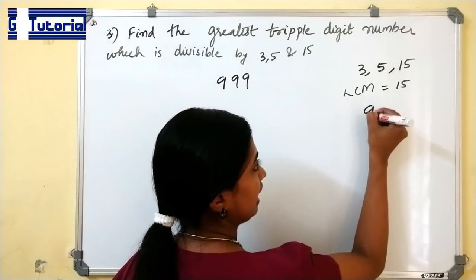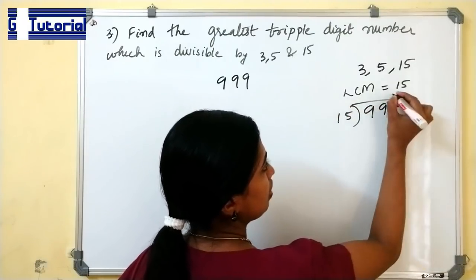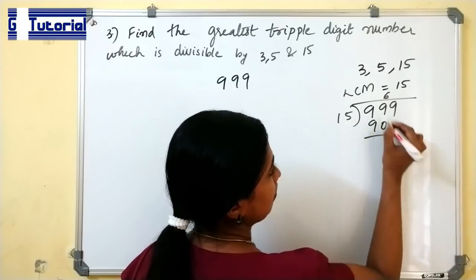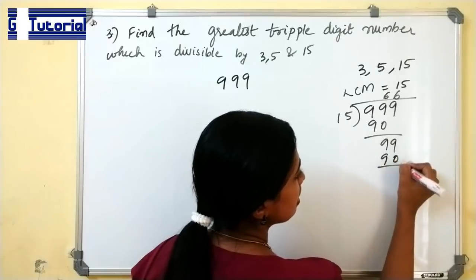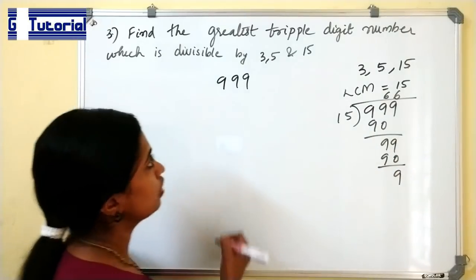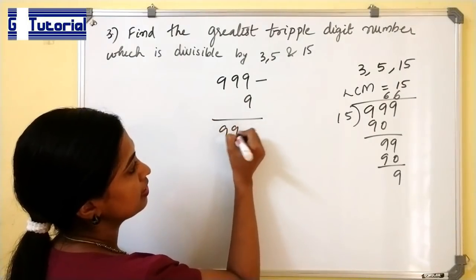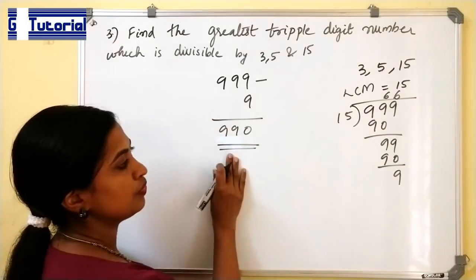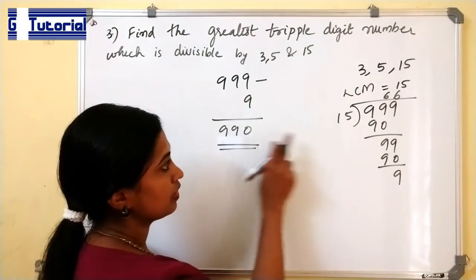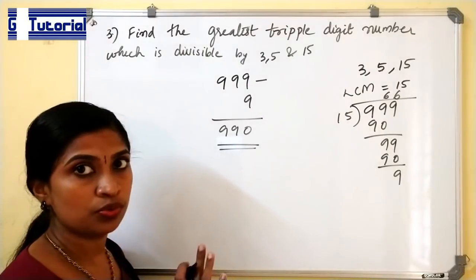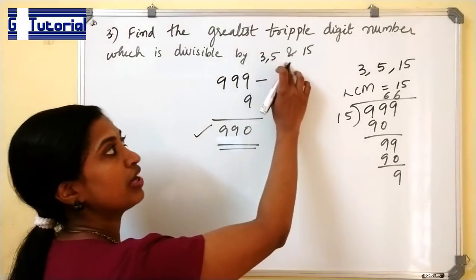So let us divide the greatest triple digit number, 999, by 15. 15 times 6 is 90. Remainder is 99. Again, it goes 6 times, so 90. Remainder is 9. So 999 minus 9 is 990. This is the number which is exactly divisible by 15. 990 by 15 gives remainder 0. So this is the greatest triple digit number which is divisible by 3, 5 and 15.